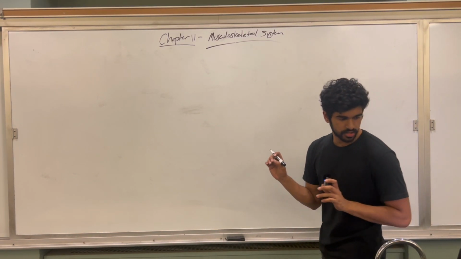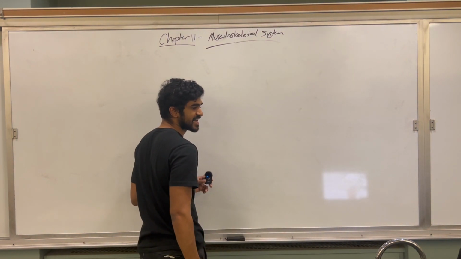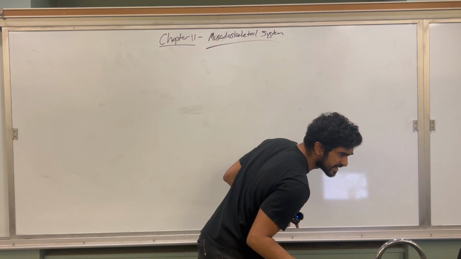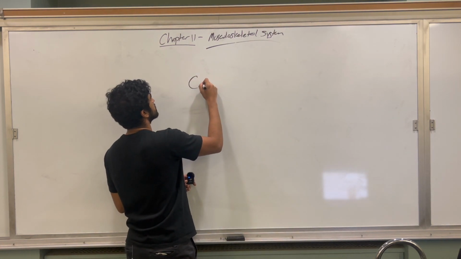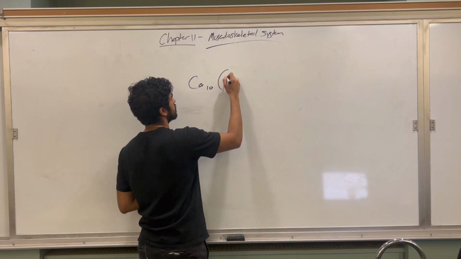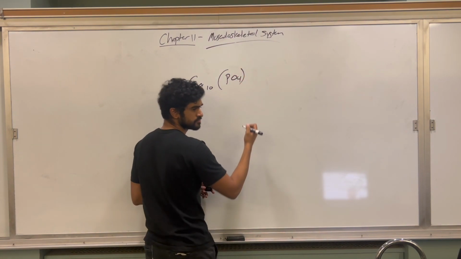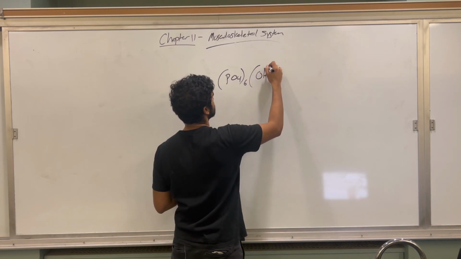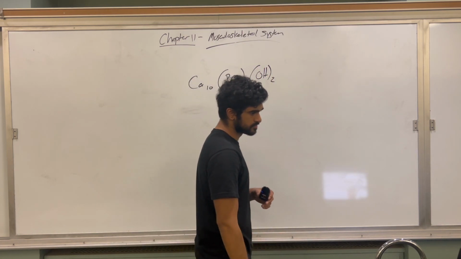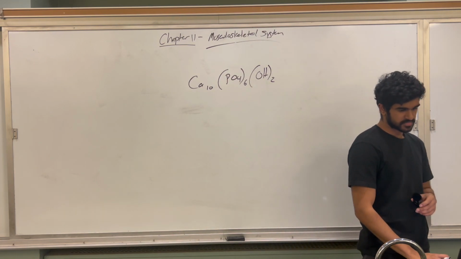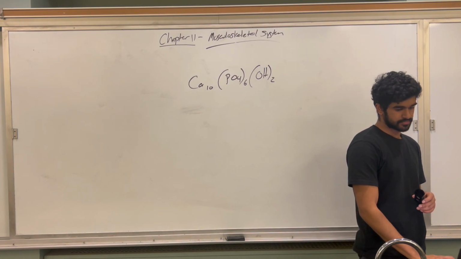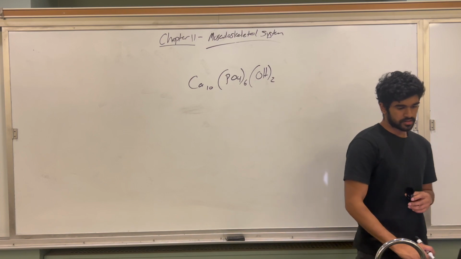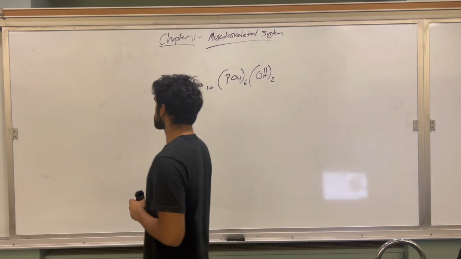Bones are mainly made of a compound known as hydroxyapatite, and it is calcium, phosphate, and hydroxide. Hydroxyapatite, right? Another thing to talk about in this chapter is bone remodeling.